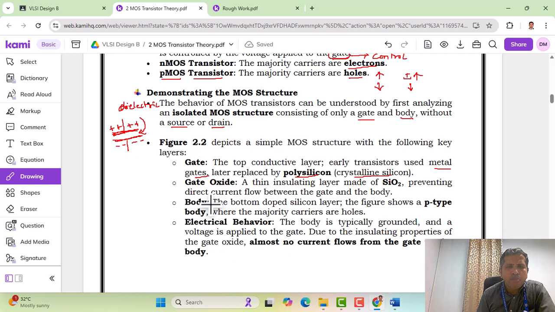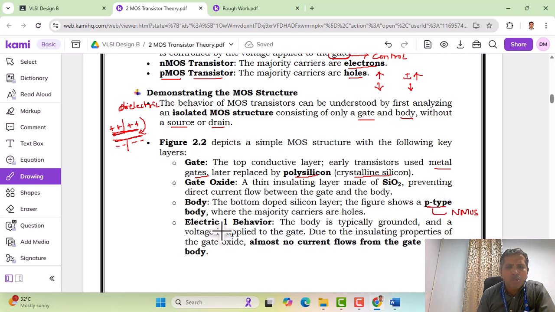The third layer is going to be the body. The body is nothing but the foundation, the bottom doped silicon layer. Generally, for an NMOS transistor, the body will be of the P type, and for a PMOS transistor, the body will be of the N type. Here, the majority charge carriers in the P type are going to be the holes. That serves as the body for the NMOS transistor. Okay, so here we are considering an NMOS transistor. Therefore, the body for the NMOS transistor is going to be of P type here.